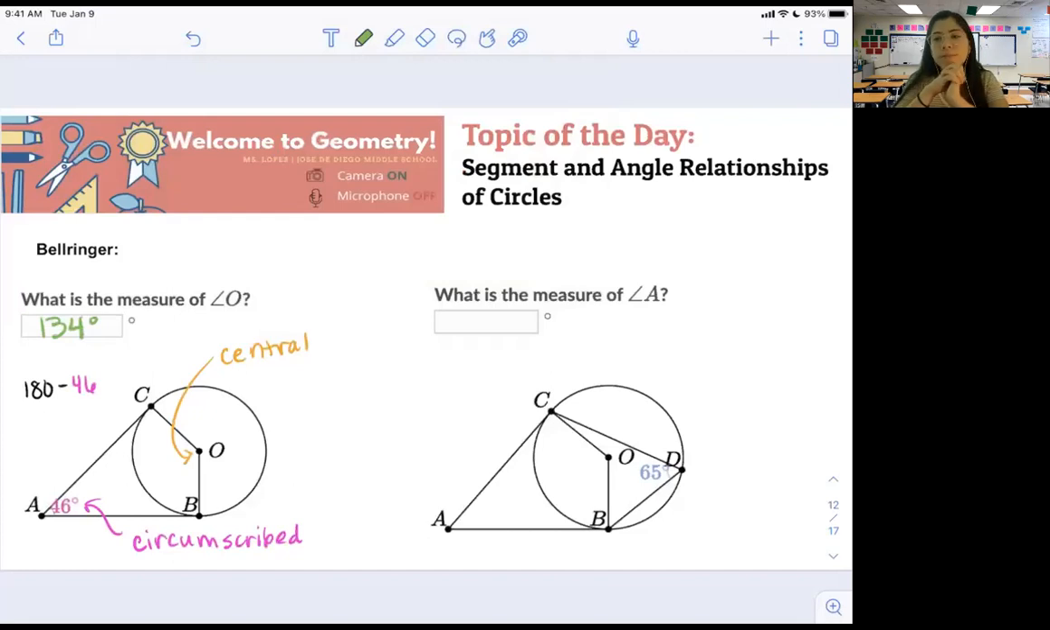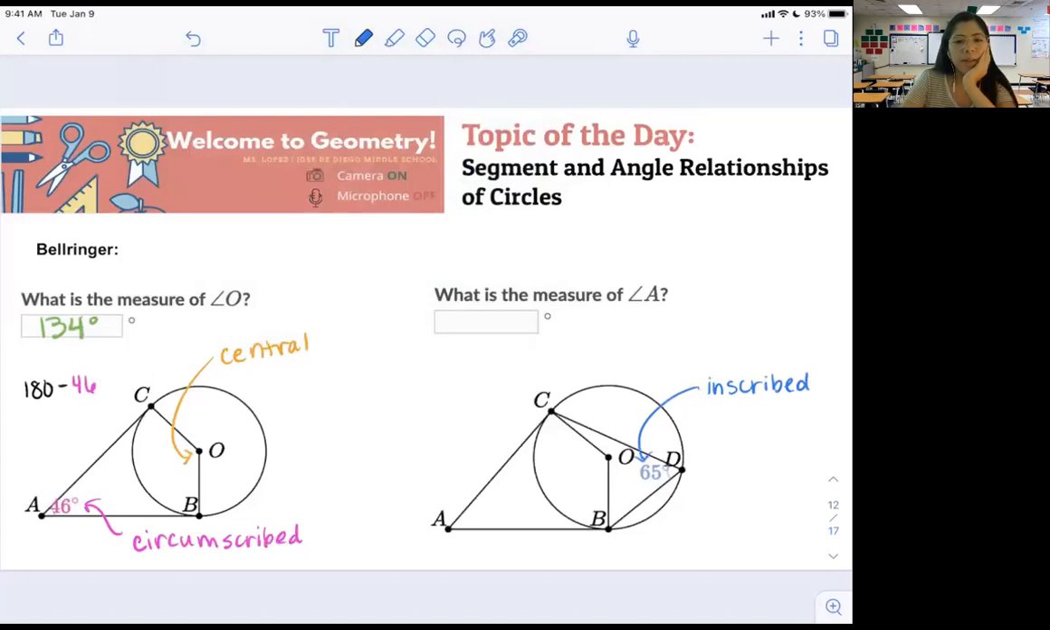No questions? Okay. That's the central angle. Then on example B, which angle are they giving us now? What is this angle called? Good, Emily. This is my inscribed angle. And we're looking for angle A.